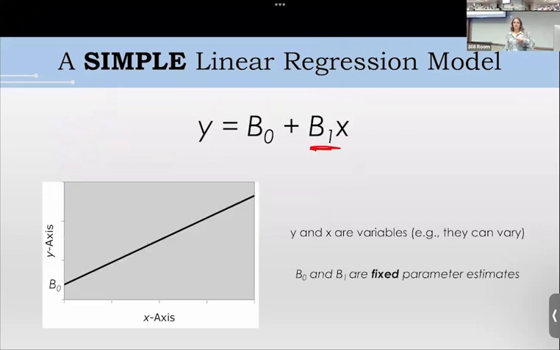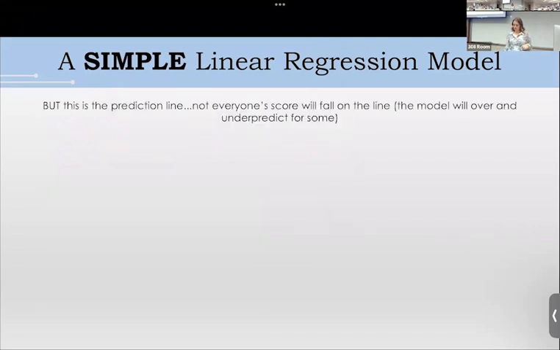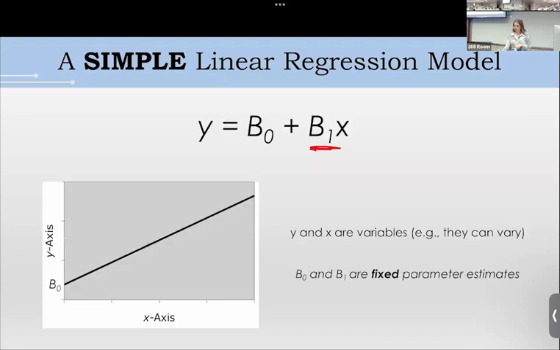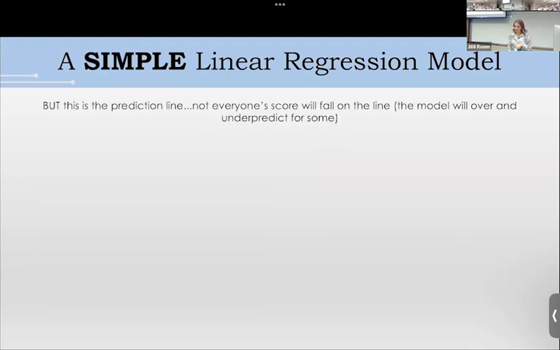Good so far? So this is the overall simple regression model. But remember, this line, this equation, is the prediction line. It's the line that works best for everybody. It's the rule we figured out that works the best for everyone. But not everybody's score is going to fall on that line.